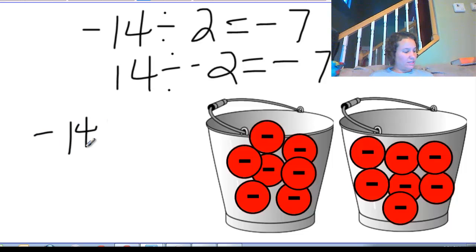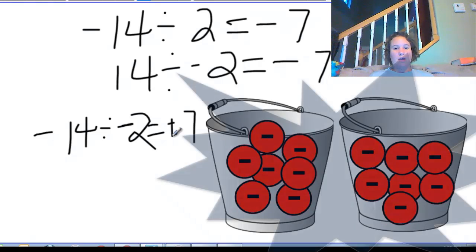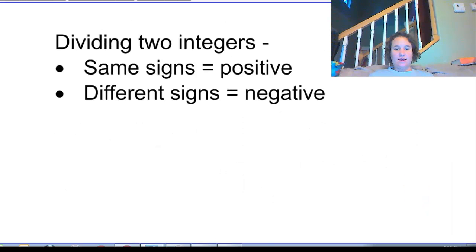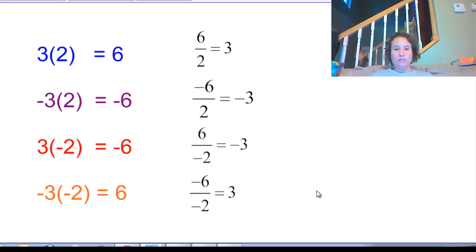If I think about taking my -14, and instead of dividing that by 2, now I divide that by the opposite of 2, then that is going to make my answer be the opposite as well. So I take my -7, I take the opposite of that, it becomes, poof, magically all of my signs become positive. So I can see that I'm going to have the same rule here. When I'm dividing two integers, same signs gives me a positive quotient, and different signs gives me a negative quotient.